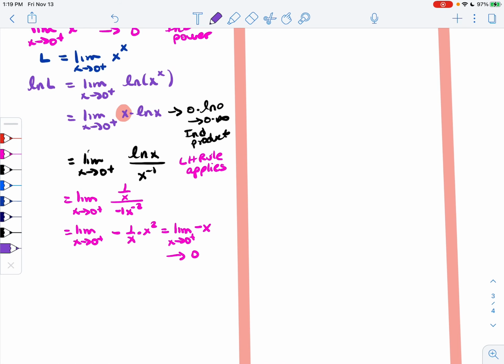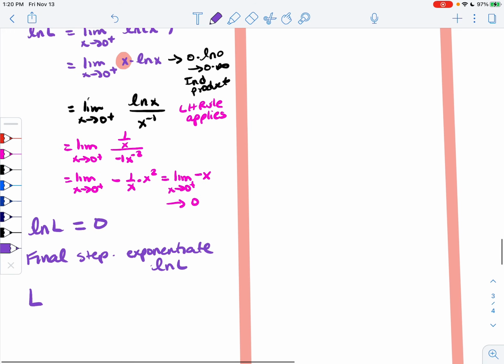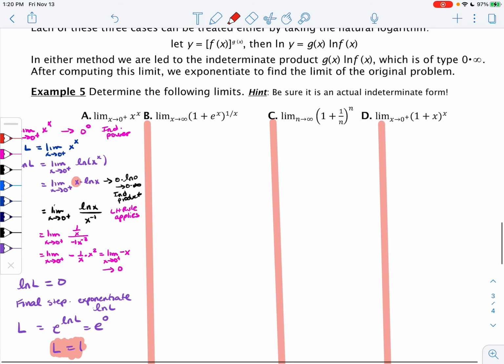So what have I calculated? My ln of L is equal to 0. So my final step is to exponentiate. My limit L is going to be e to the ln of L, and that's e to the 0, and so my limit here is equal to 1. Okay. All right. Let's try another one.